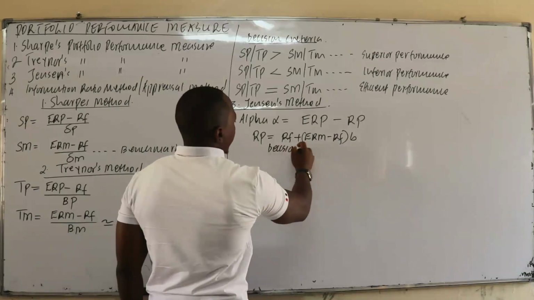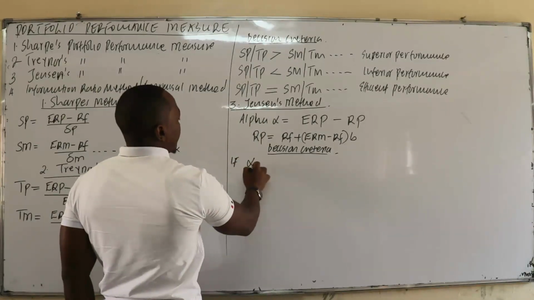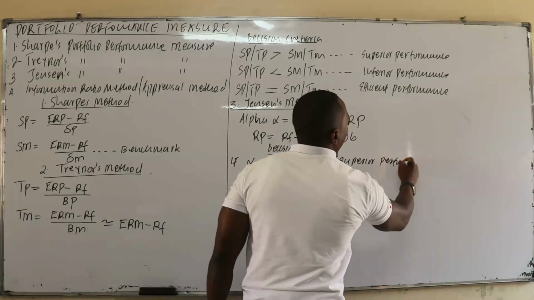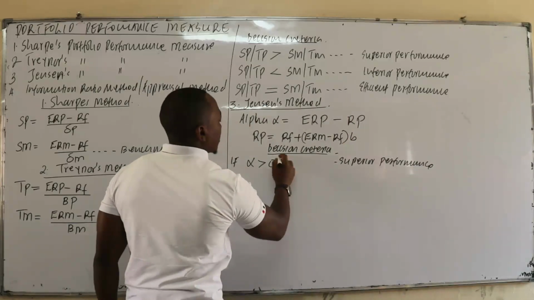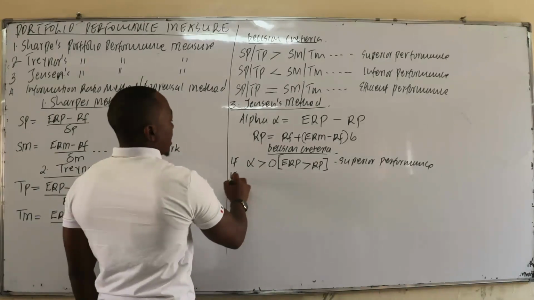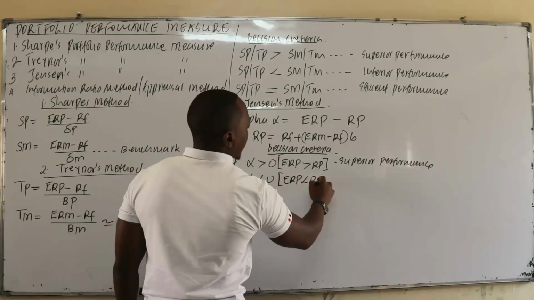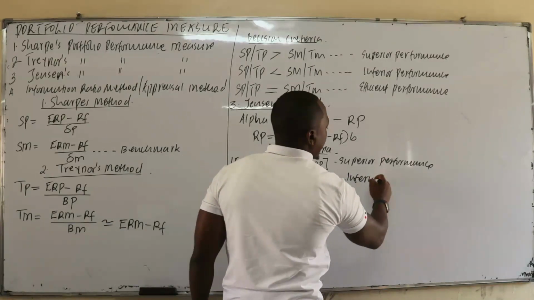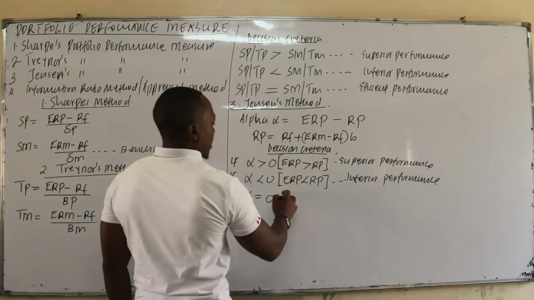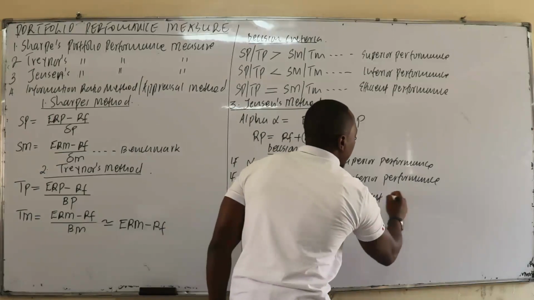Then we have the decision criteria. If alpha is greater than zero, that shows there is superior performance. This also means the expected return of the portfolio is greater than the return of the portfolio. If alpha is less than zero, that means it's negative, and the expected return of the portfolio is less than the return of the portfolio. That shows inferior performance. But if alpha is equal to zero, the expected return of the portfolio is equal to the returns of the portfolio. That shows there is efficient performance.